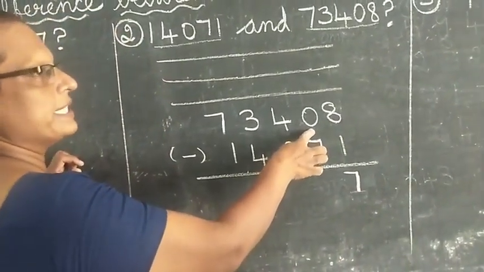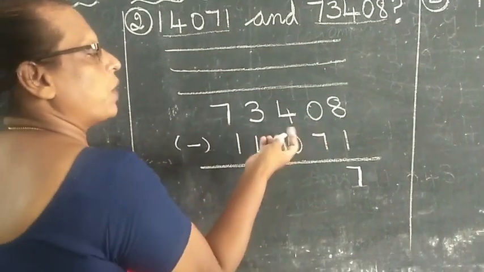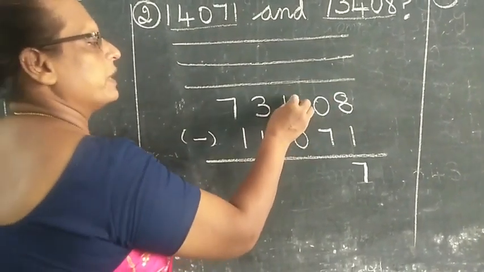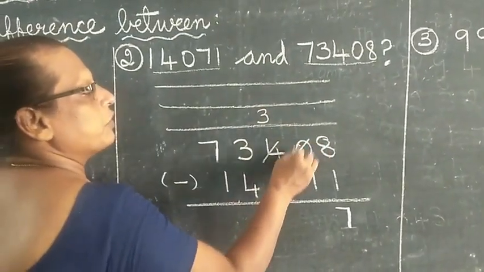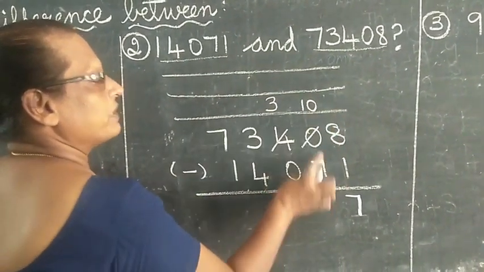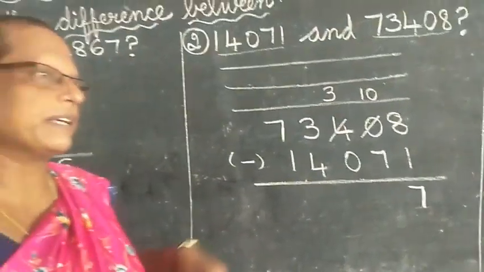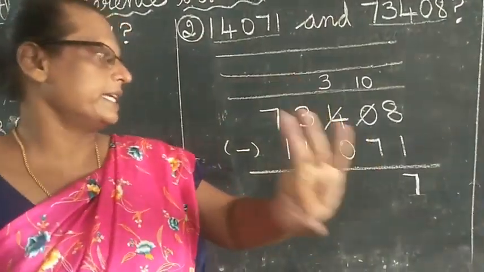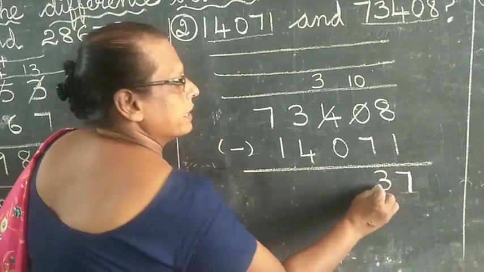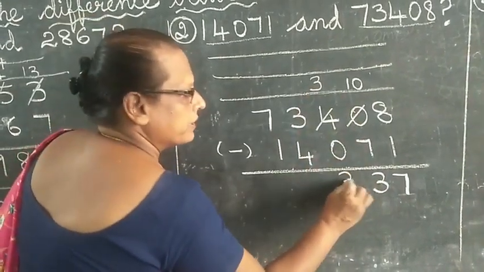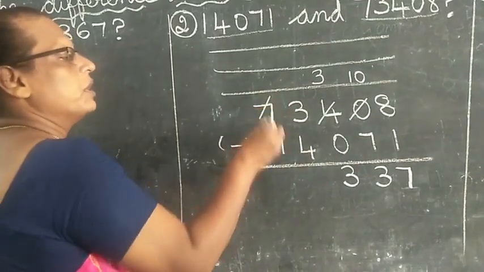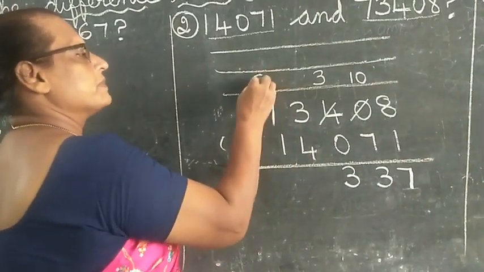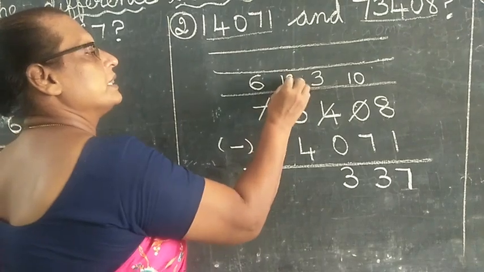But here 0 is there. It's smaller than 7. So what you have to do, children? You have to borrow from the previous number 4. This will become 3 and this 0 will become 10. So after 7 you count up to 10: 8, 9, 10. 3. 3 minus 0, 3. And here again it's a smaller number, so you have to borrow from 7. 7 will become 6 and this 3 will become 13.